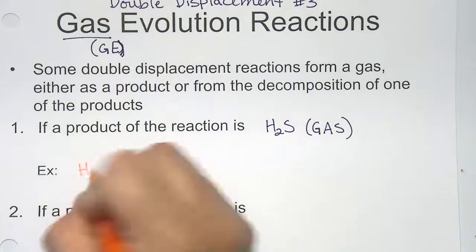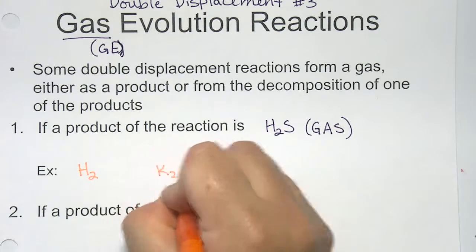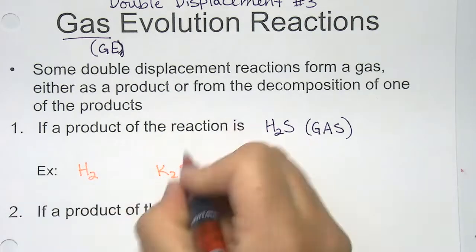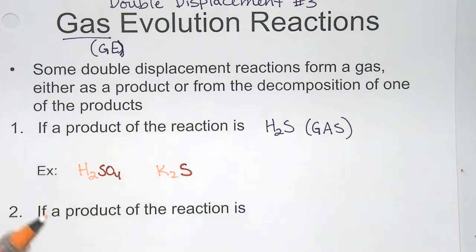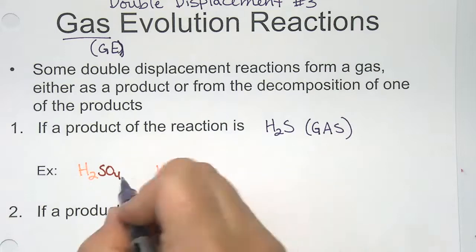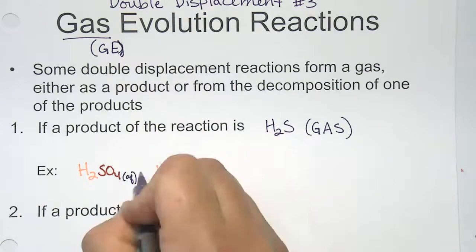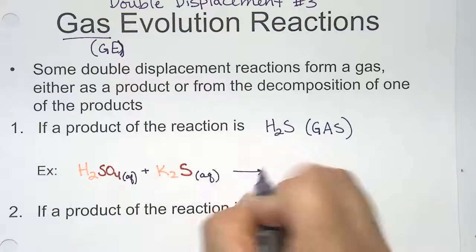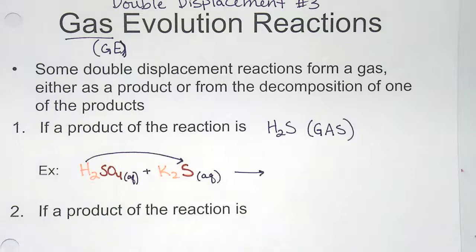So let's react sulfuric acid with potassium sulfide. Okay, so let's put these together. We know sulfuric acid is aqueous, but anything with potassium is aqueous. We're going to mix these and we're going to double displace like we always do.